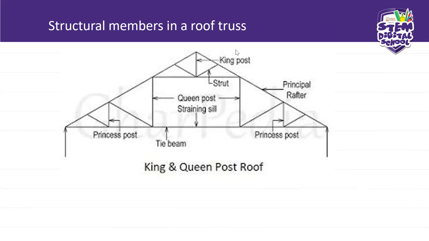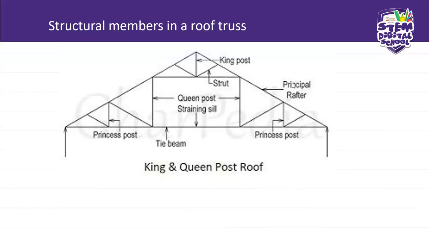So, you have the queen post. The queen post will be connecting the principal rafter, on both sides, to the tie beam. Okay? The tie beam is horizontal. The queen post will be vertical. And the king post will be like the main pillar that is going to hold the principal rafters. And the smaller ones that will be parallel to the queen post, some other technologists will call them the princess posts because they are smaller than the queen.